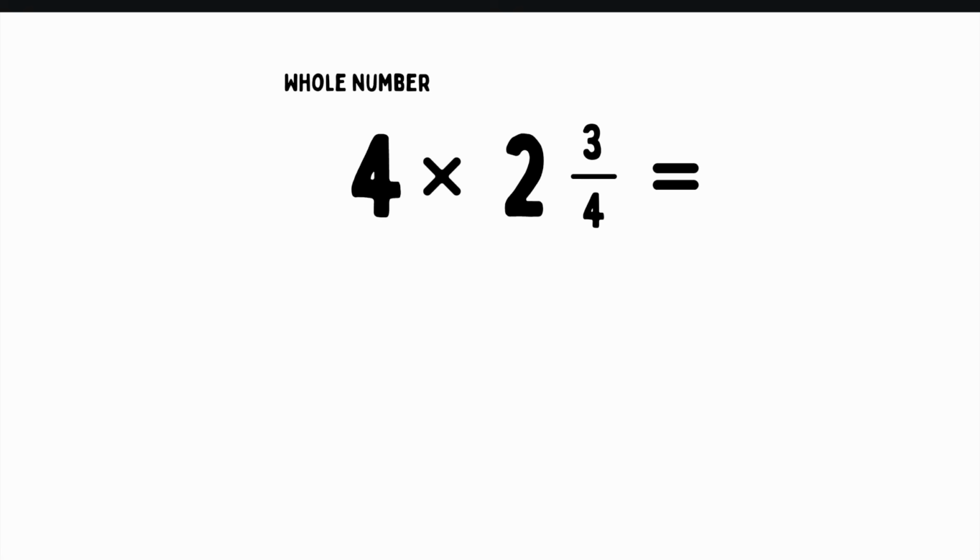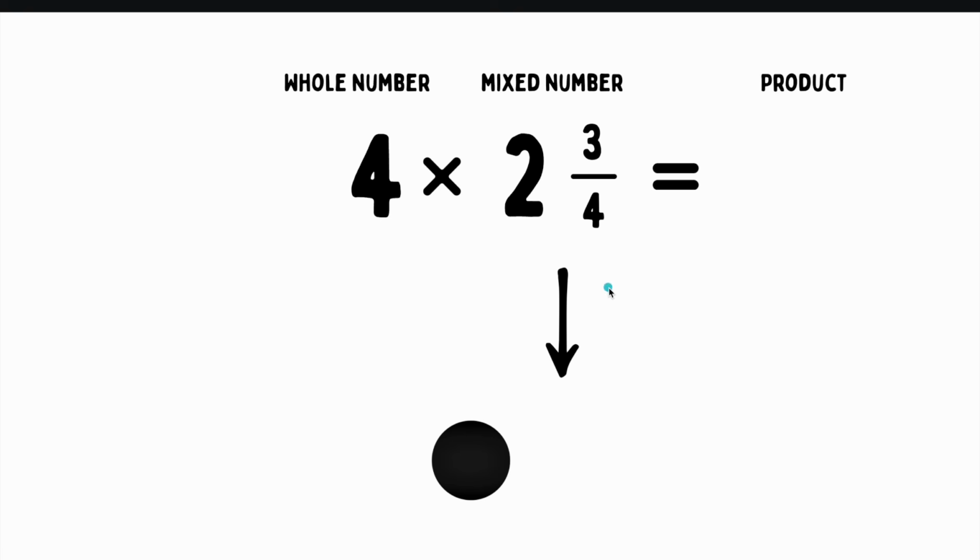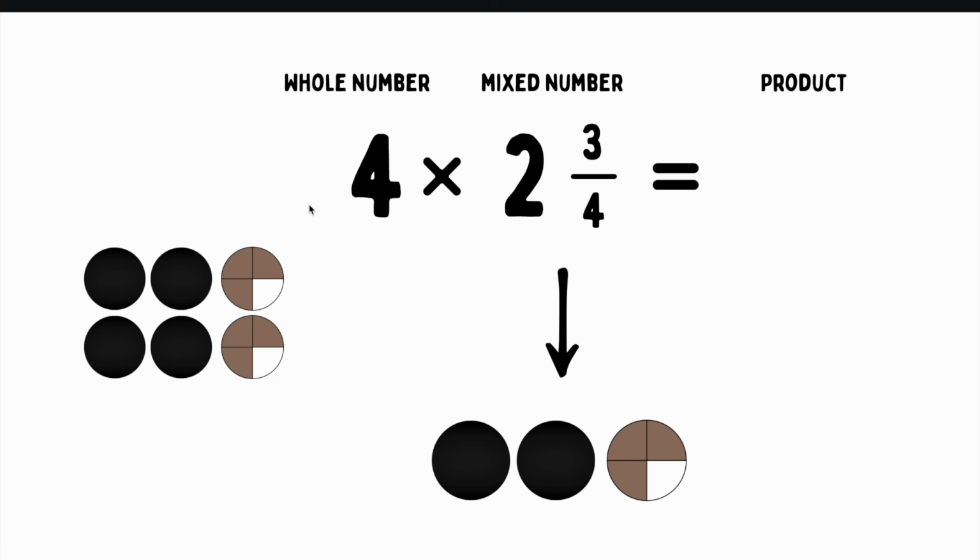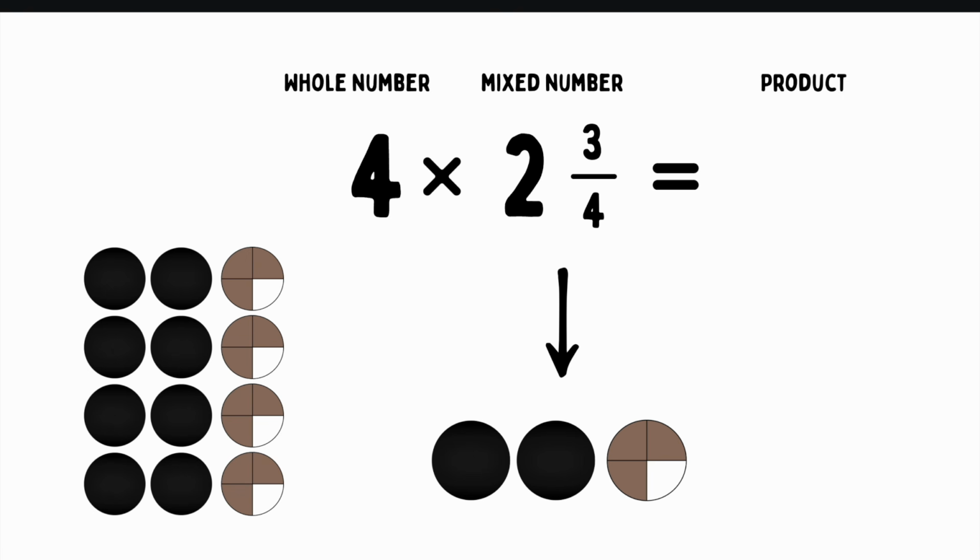4 times 2 and 3/4. The 4 is the whole number. 2 and 3/4 is a mixed number, and we will find the product. Let's represent 2 and 3/4. We have 2 wholes and 3/4 of another. 1, 2, 3. 3/4 of another whole. We need to do that 4 times. 1 time, 2 times, 3 times, 4 times.